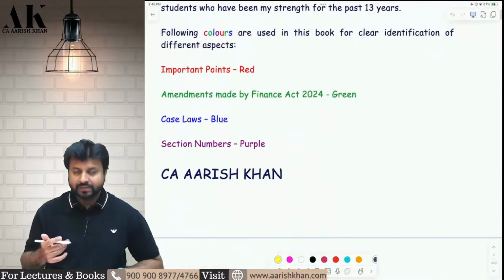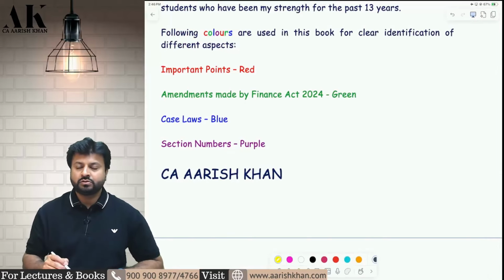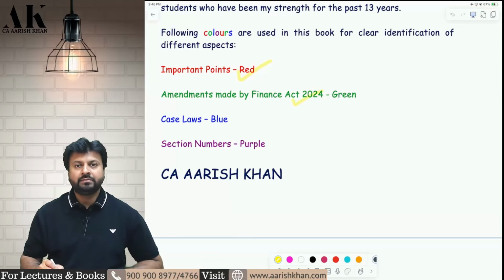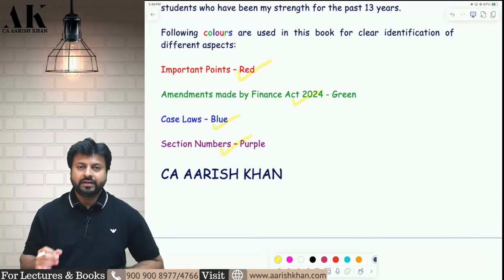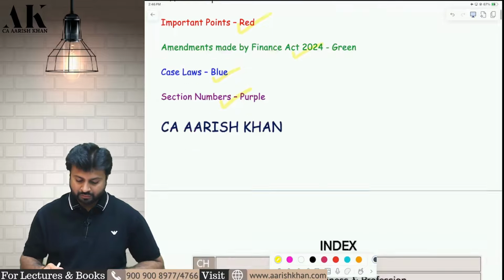We have used multiple colors over here. Different colors are used to signify different points. All the important points are highlighted in red color. All the latest amendments made by Finance Act 2024 are highlighted in green color. Case laws, Supreme Court and High Court judgments are highlighted in blue color, and the section numbers are highlighted in purple. And the main content is in dark blue color.